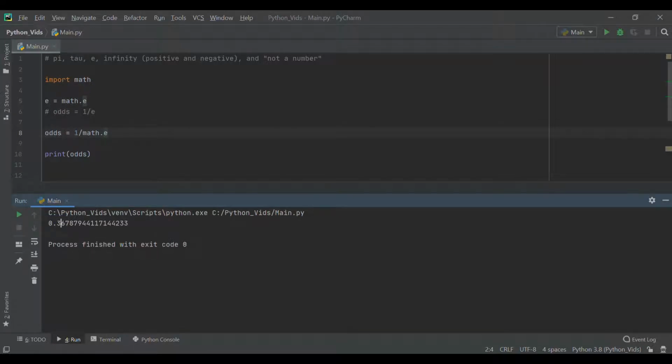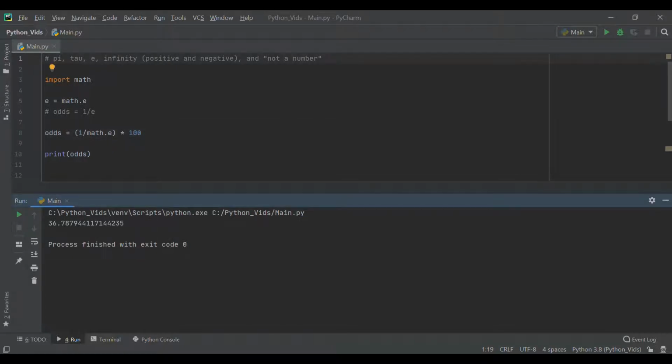So in other words, about 36.7879, etc. percent. If you want to make that more of a percentage, you can always multiply it by 100, and you'll see now you're getting it as 36.7, etc. percent. So there you have it, the odds that if you take a fresh deck of cards and shuffle it, no card is going to be back in the same place, using math.e from the Python math module. Next up, we're going to discuss infinity.